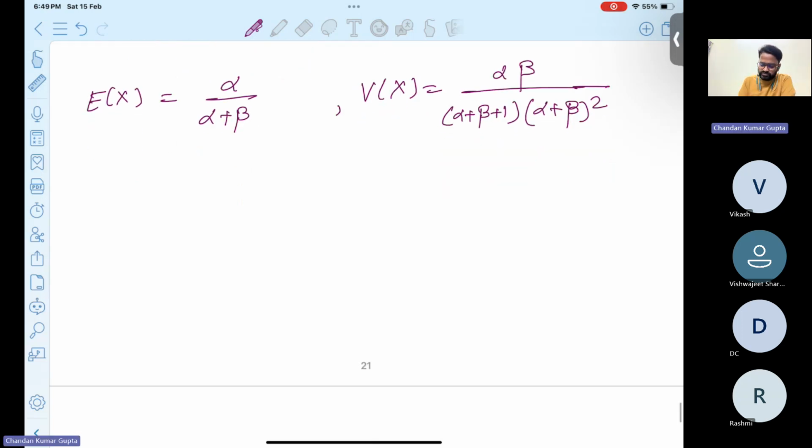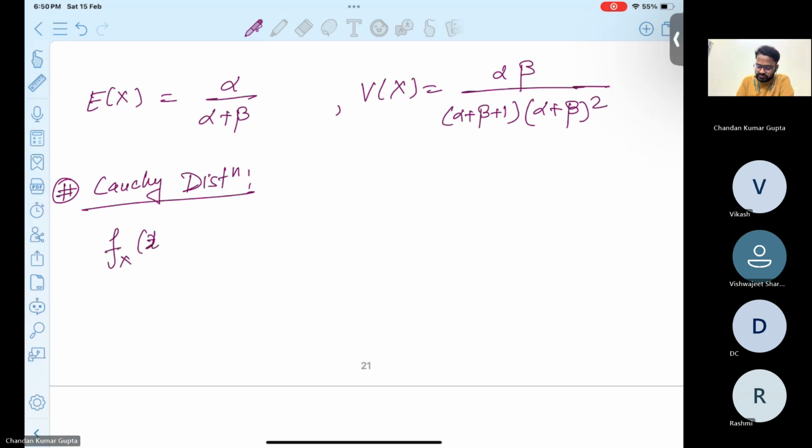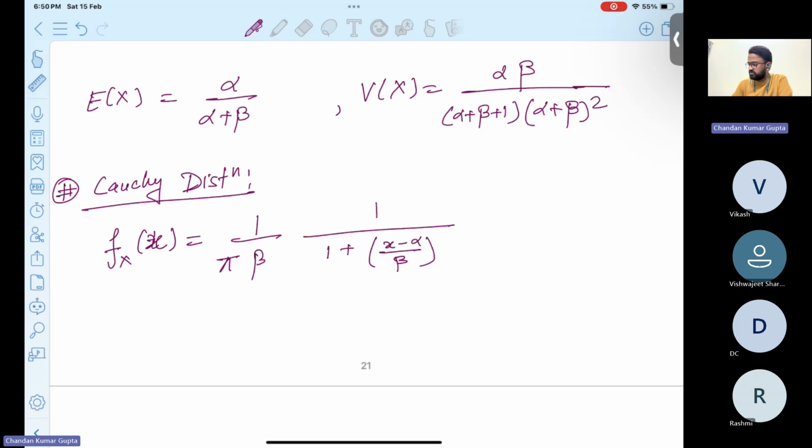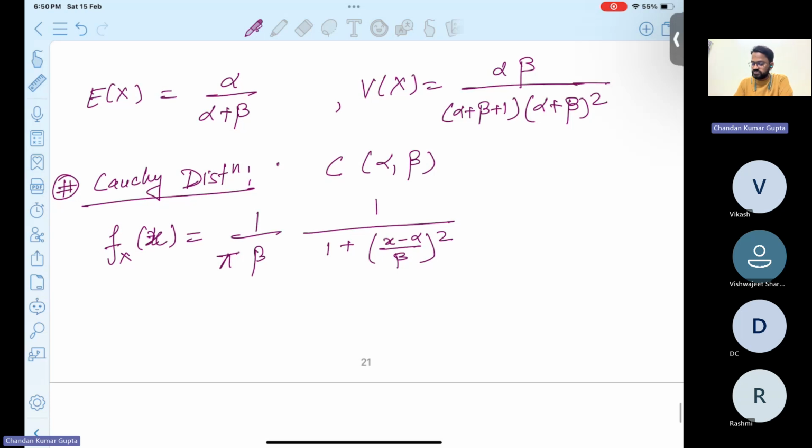There is one more distribution. There are a lot of distributions actually, like the Cauchy distribution. The PDF has the form 1 upon pi beta, times 1 upon 1 plus the square of x minus alpha upon beta. It has two parameters, alpha and beta, so Cauchy alpha, beta is the notation for this distribution. Its range is from minus infinity to infinity.